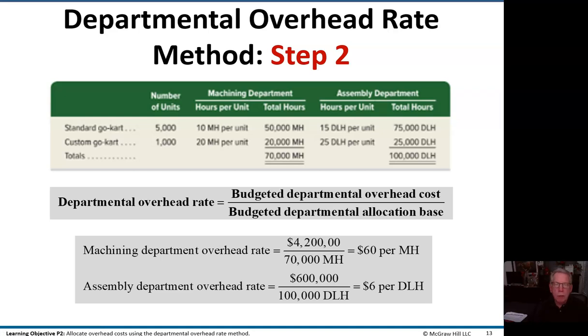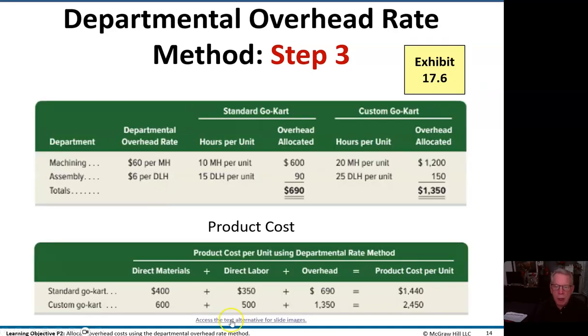So if we spin that through, we're going to get $60 per machine hour. We have 10 machine hours per unit. So we're going to allocate from the machining department $600 for every standard go-kart and twice that much for the custom go-kart.